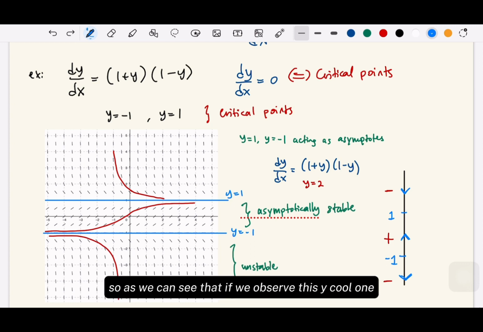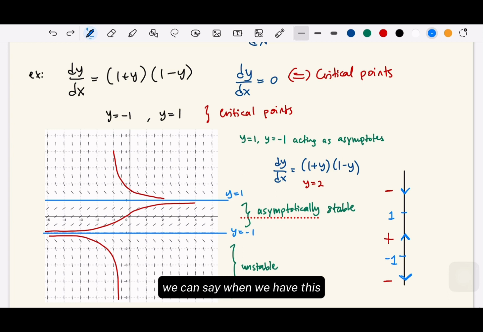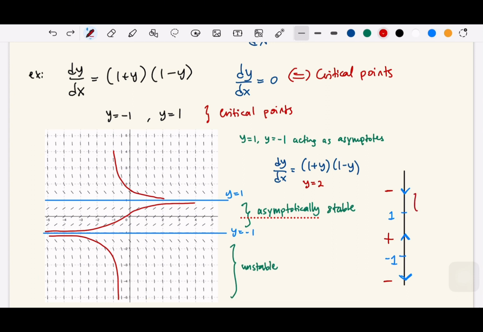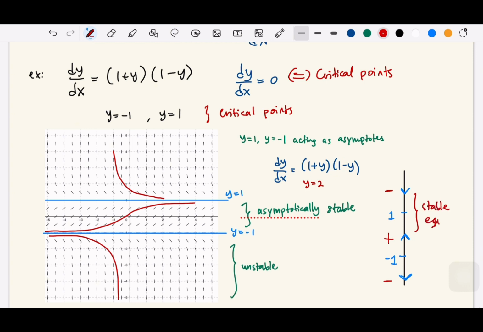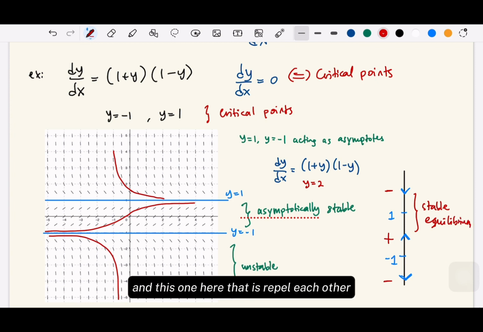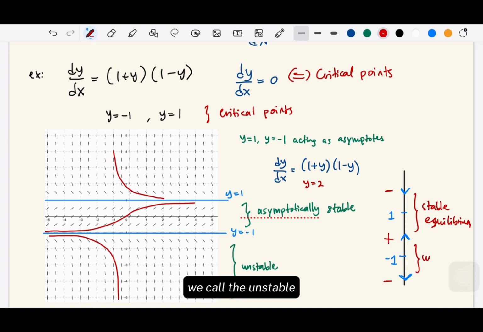So what's happened here? As we can see, if we observe this y equal 1, we're getting an arrow from the downside and from the upside. We can say when we have this, they are both attracted to the asymptote y equal 1. We say that this y equal 1, or the area here, is what we call the stable equilibrium. And this one here that repels each other, we call the unstable equilibrium.